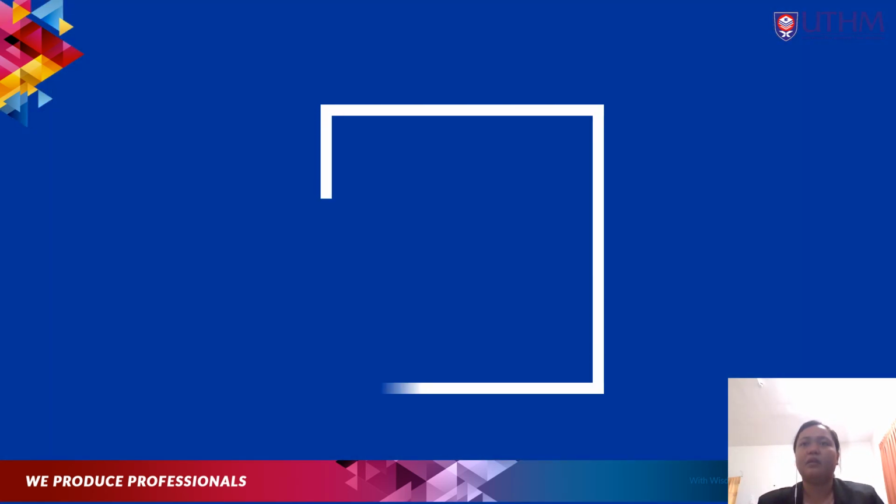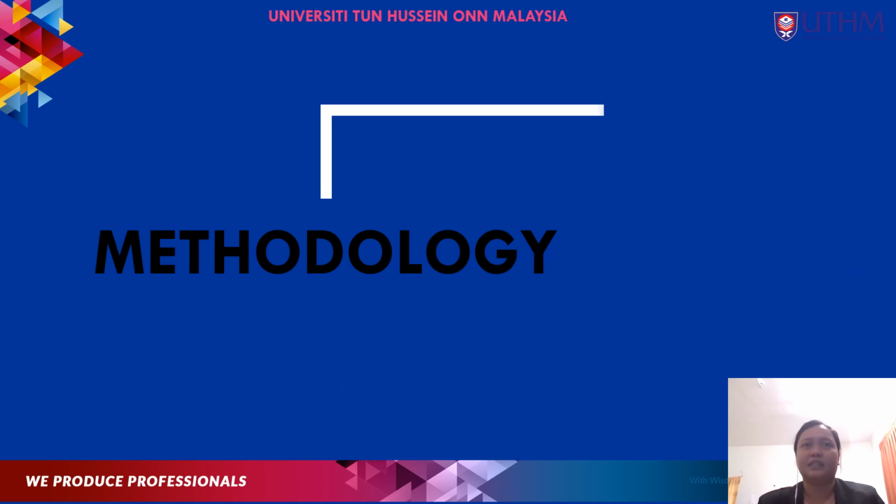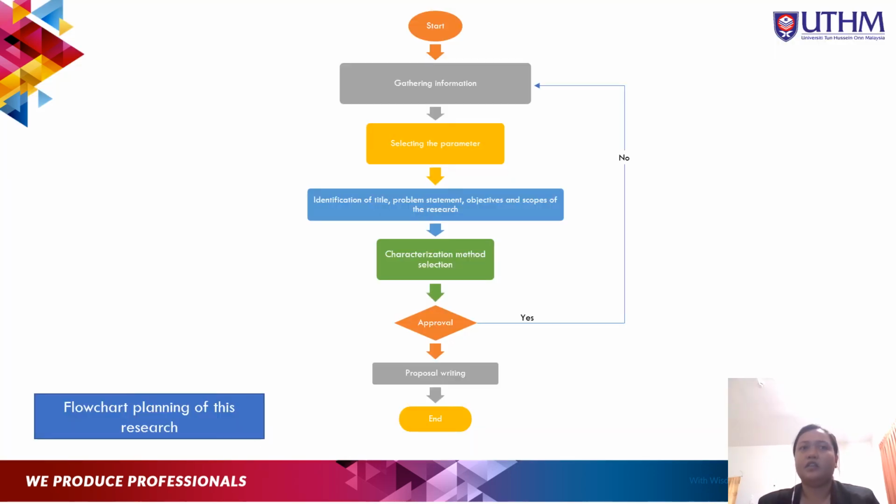So we talk about the methodology of this research. It shows the flowchart planning of this research. It starts with gathering information, selecting the parameter, and identification of title, problem statement, objective, and scope of this research, and characterization method selection. And lastly is proposal writing.